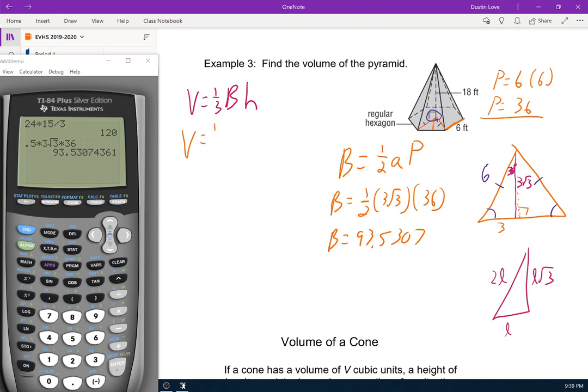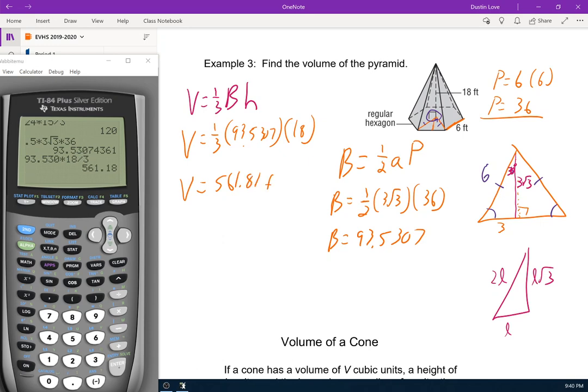So volume is 1/3 times 93.5307 times the height, which it looks like my height in the drawing is marked as 18. And now I just plug that in. 93.5307 times 18 divided by 3. Volume is 561.18 feet cubed. And this one didn't say, so I went ahead and went to the 100th.